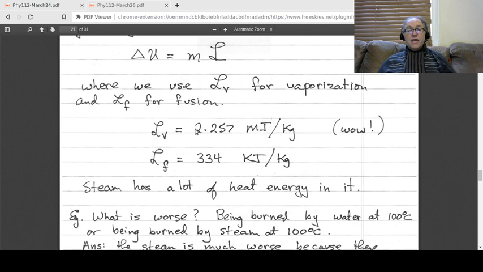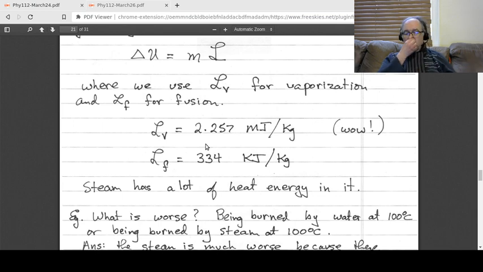By the way, this is a remarkably big number. Steam has just so much energy in it. Even if it's steam at 100 degrees Celsius, it has all this energy. For every kilogram of steam, to get it from water at 100 degrees Celsius to steam at 100 degrees Celsius, you had to add a little over 2 megajoules of energy. This is why steam engines were capable of moving locomotives. There's just so much energy in that steam that was capable of pushing pistons in locomotives back in the Industrial Revolution.